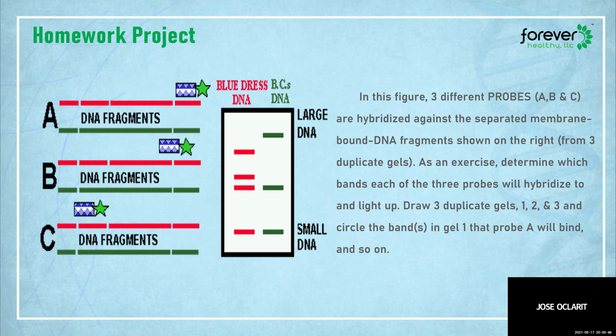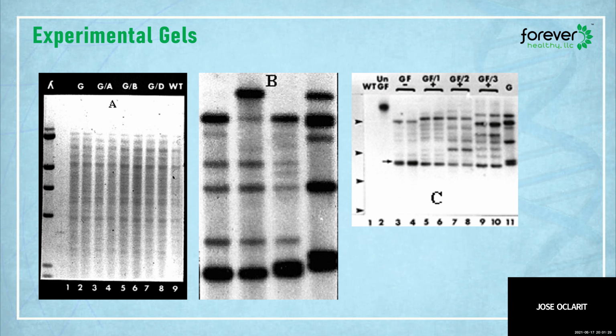So in this figure, 3 different probes were used, A, B, and C, and are hybridized against the separated membrane-bound DNA fragments shown on the right. As an exercise with the 3 duplicate gels, determine which bands each of the 3 probes will hybridize with and light up. So you will notice that the blue dress of Monica Lewinsky and Bill Clinton have matched fragments, the red one. So this is an example of the gel, the fragments of the DNA that is isolated, called gel electrophoresis. So you see the fragments, those are the DNA fingerprint.